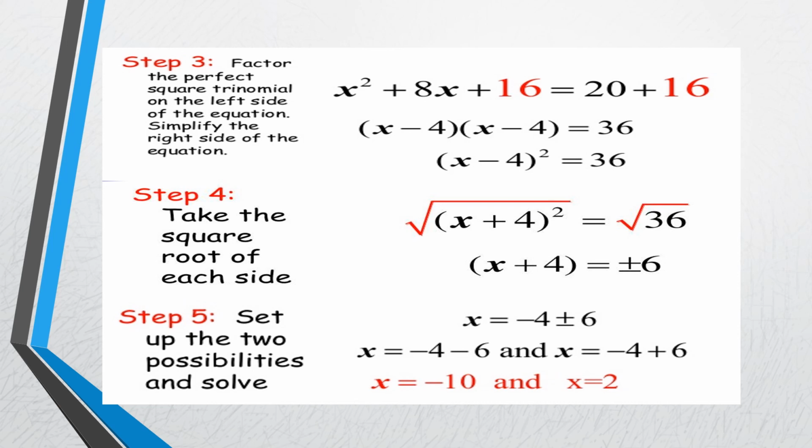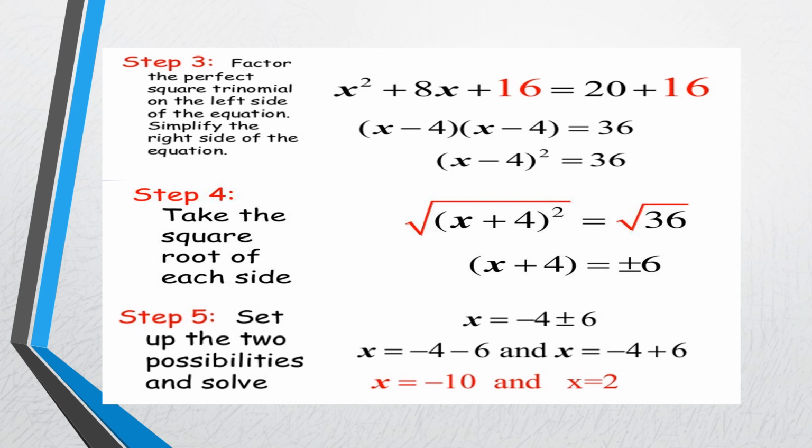Let's go with step number 4. Take the square root of each side or put a square root sign. So, if there are square root and square, you cancel it. So, x plus 4 is equal to, what is the square root of 36? 6. Or x is equal to negative 4 plus 6, or x is equal to negative 4 minus 6.